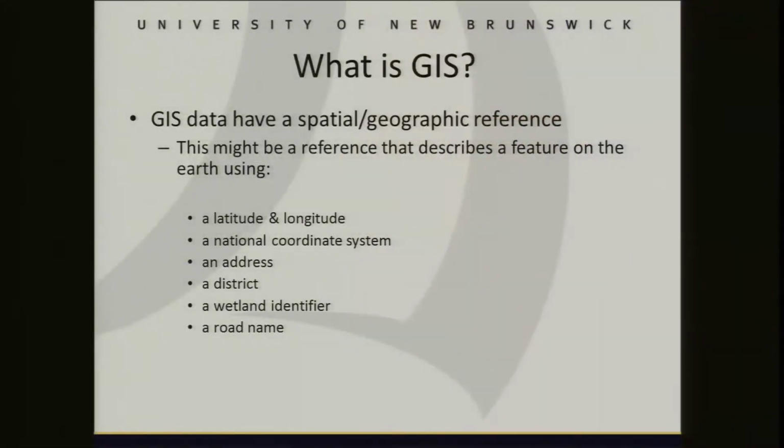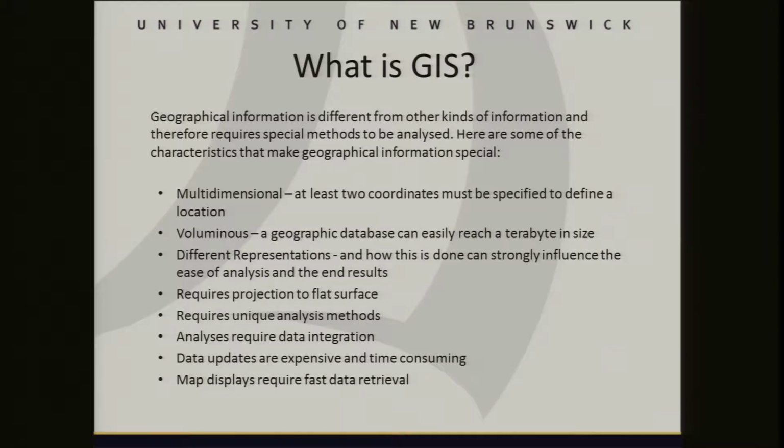So they have a latitude, longitude, which sits within a national coordinate system. It could be an address, so it could be your physical postal address, which is a very poor geographic identifier, by the way. A district, whatever you're in, a wetland identifier, a road name, any of these sort of things. It's spatial data. It's different from other types of information, and therefore this whole GIS science exists behind it to deal with it.